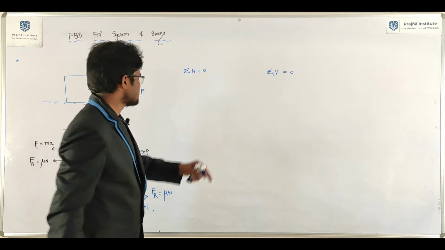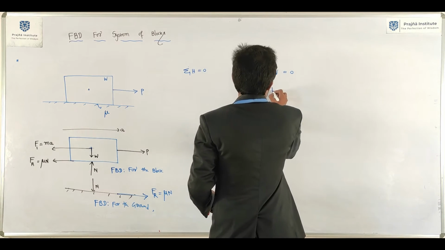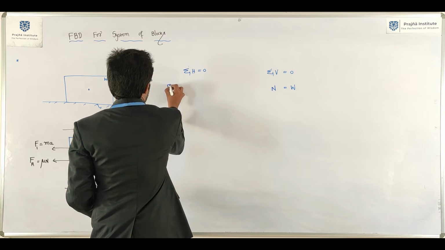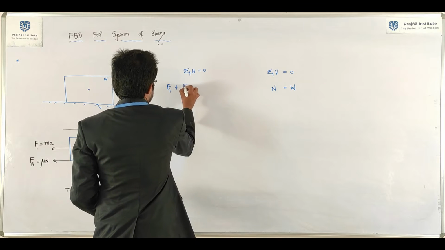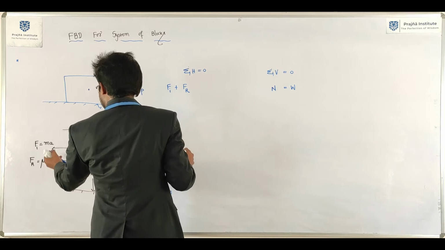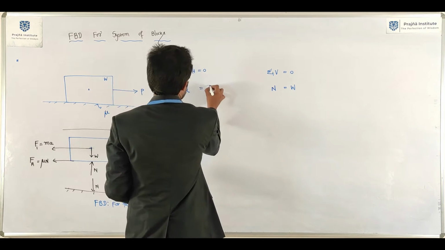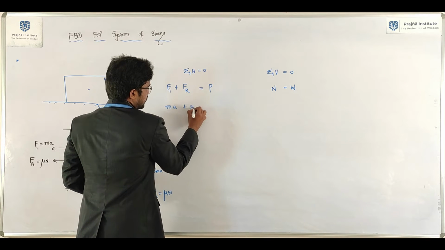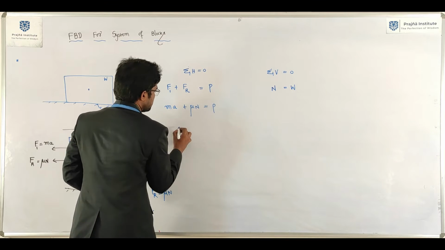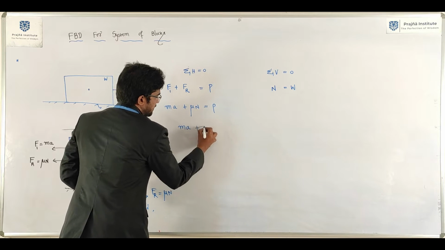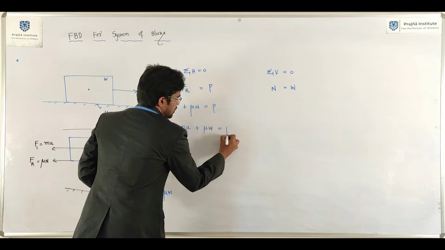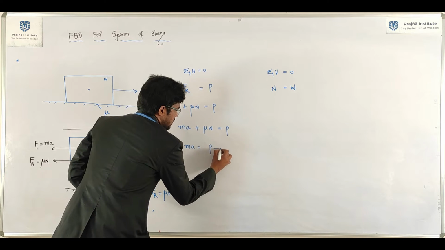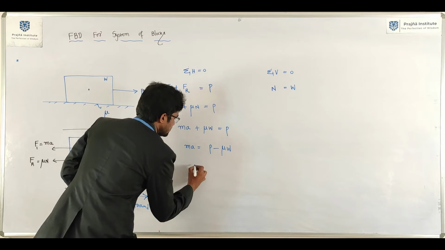Okay, first apply sigma V equals 0. Here normal reaction equals weight. Then inertia force plus frictional resistance equals P. Your mass into acceleration plus mu into N equals P. Mass into acceleration plus mu into W equals P. Finally, mass into acceleration equals P minus mu into W.